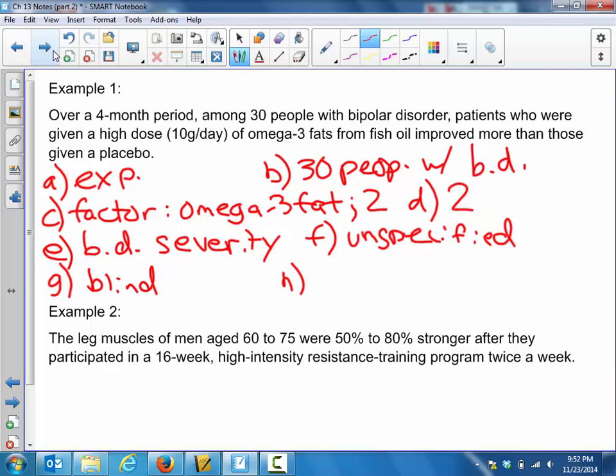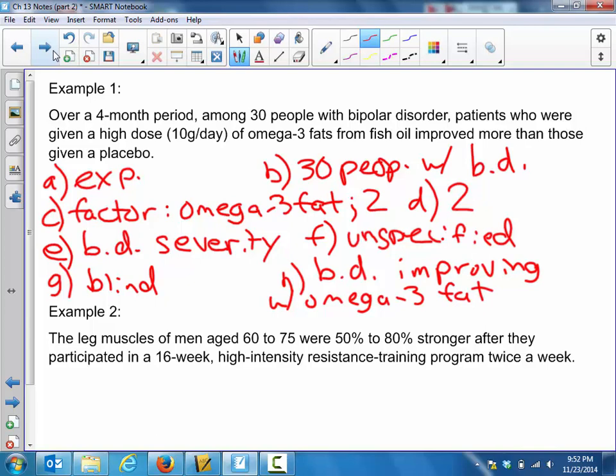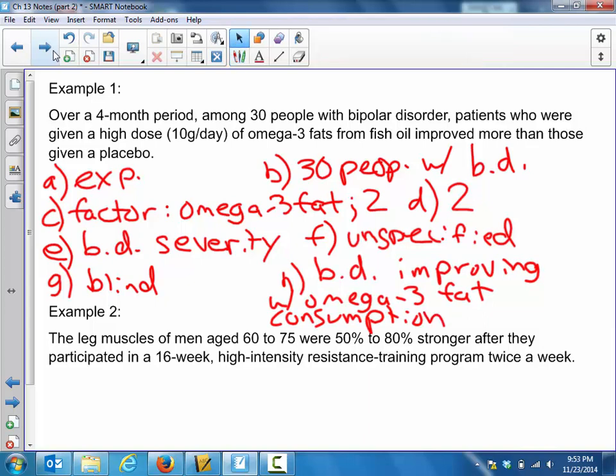so then let's go to last little bit here in H. They want to know about, I think it's generalizability next. We can, from the setup of this experiment, we can learn about bipolar disorder improving with omega-3 fat consumption. Okay?